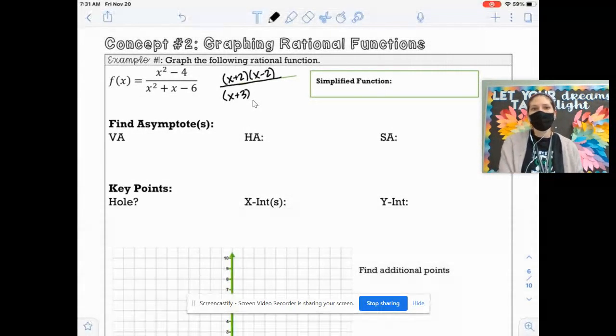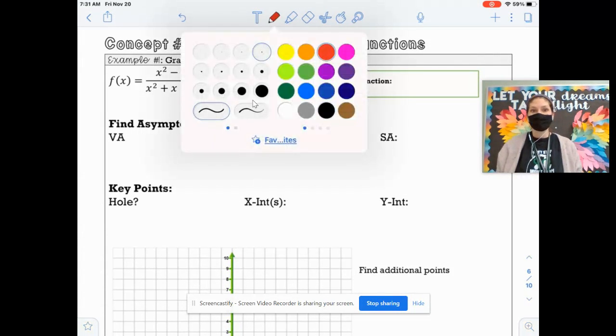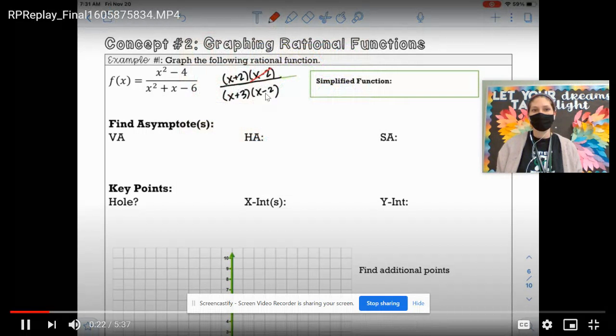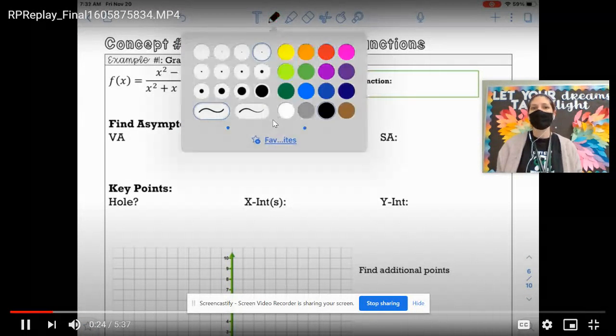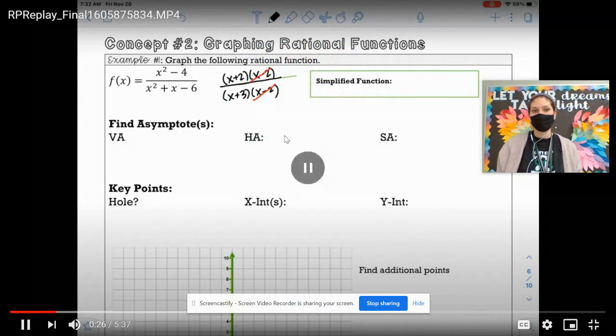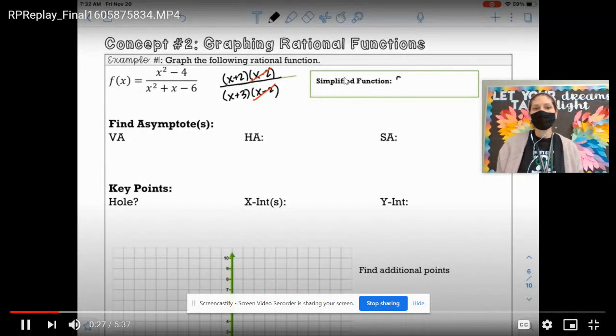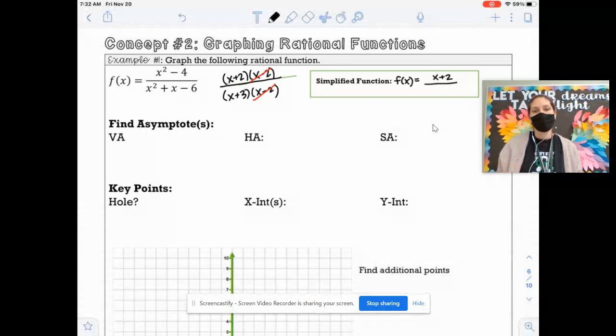Once you have both the numerator and the denominator factored, you want to look at it and see if factors cancel. So do you have the same factor on the top and on the bottom? And for this function, you do. So that tells me that I'm going to have a hole in the graph of this function. So I'm just going to clean things up, write my reduced function, because for most of my pieces, I am looking at the reduced function to find them.